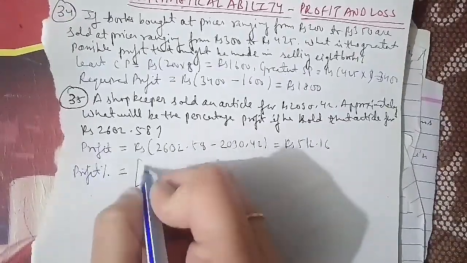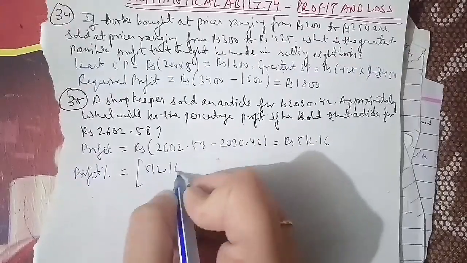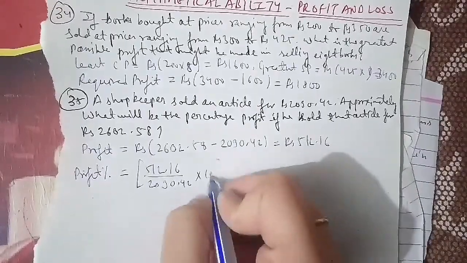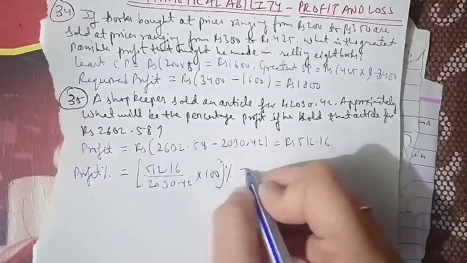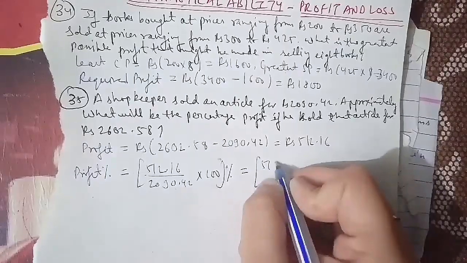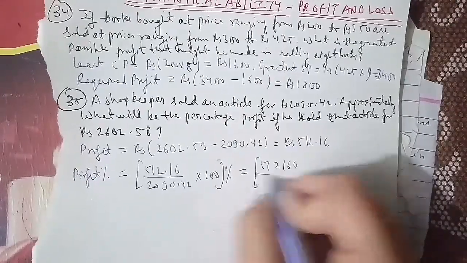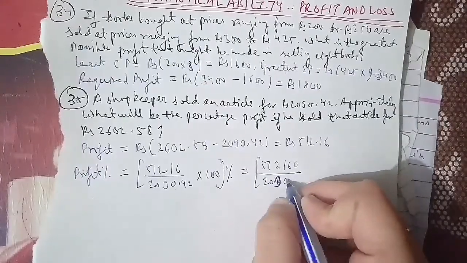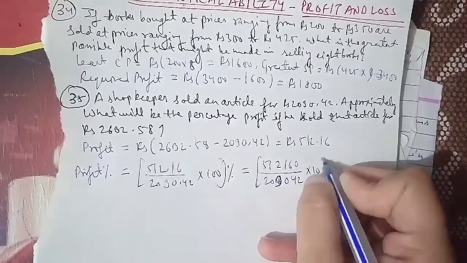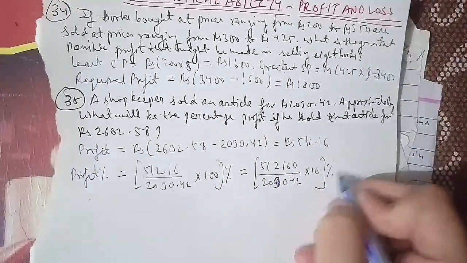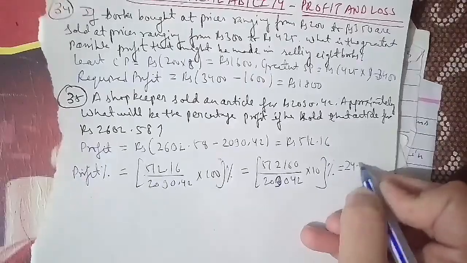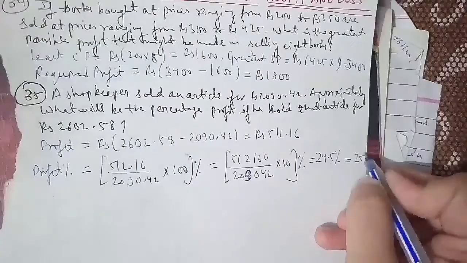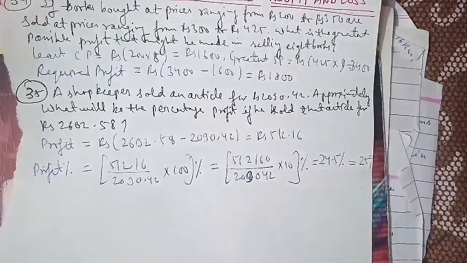So profit percent equals 512.16 upon 2090.42 into 100%, which is equal to 512,160 upon 209,042 into 100%, which is equal to 24.5%, and that is approximately 25%, which we have as the answer.